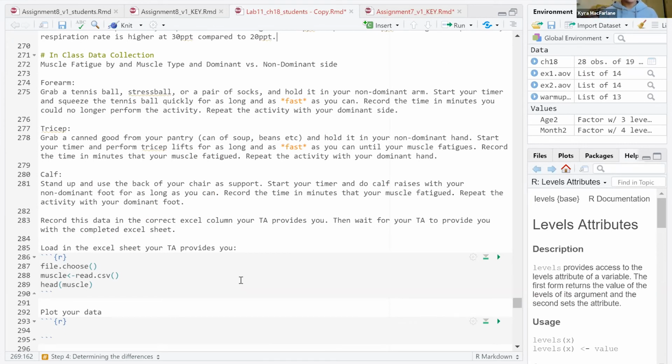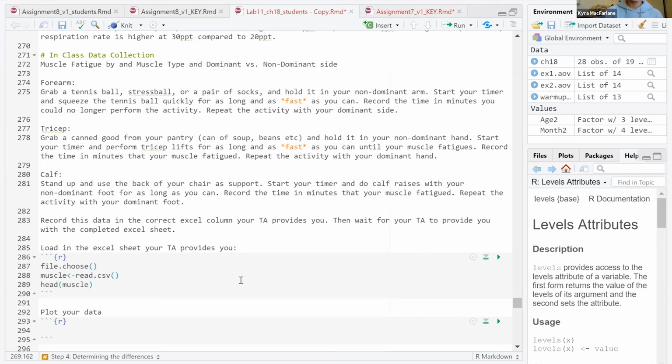So when we're doing this, for your forearm, you're going to grab a tennis ball, stress ball, pair of socks, something like that. Hold it in your non-dominant arm and then repeat with your dominant arm. And you're going to use your hand and squeeze whatever it is as fast as you can. That's really key. You can't just squeeze. You want to really try to wear your muscle out. When you start to feel the burn, that's the point that your muscle starts to fatigue. That's what we're going to use as our metric, when it starts to burn. So you're going to time yourself with your dominant and non-dominant side to see when your muscles fatigue.